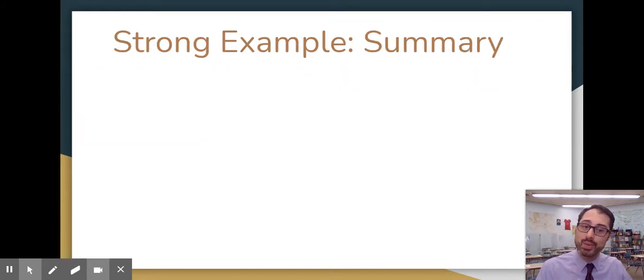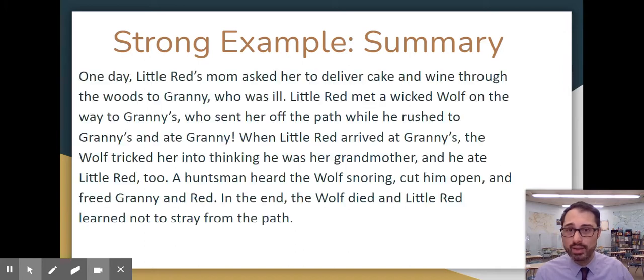Please pause, read it, and see how one event leads to the other, but we're leaving out the smaller details, a lot of which you saw in the bad summary that I had just shown. So pause and please read this good summary. So here we're getting the big ideas. One event is leading to the next event, and this is a summary.